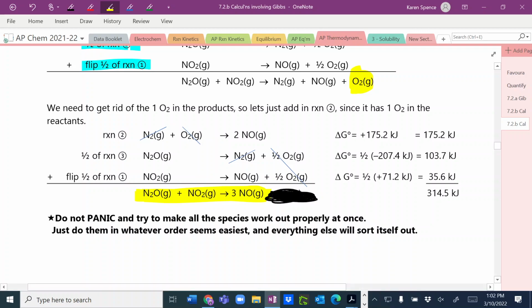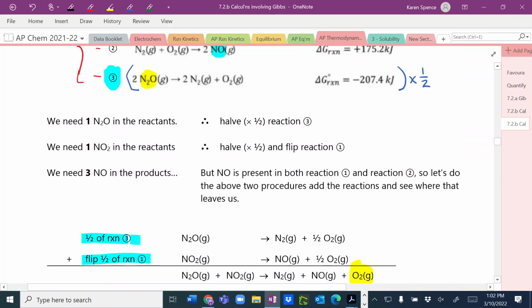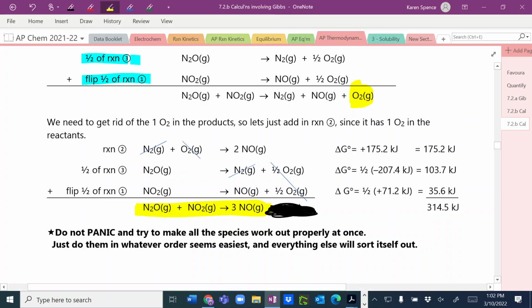So I'm going to take reaction 2, and it has an oxygen in the reactants. Yes? Which will nicely cancel out the oxygen in the products. Yeah? And by tossing that in, oh, look, nitrogen also just cancels itself out. And I also have NO. I've got 3 of them. Oh my gosh, it all just sorted itself out.